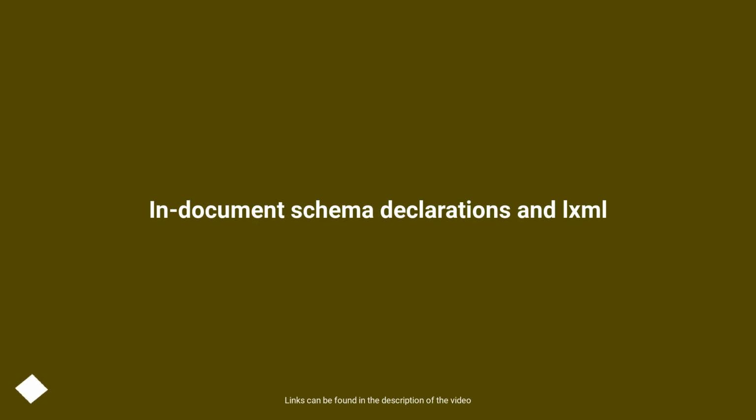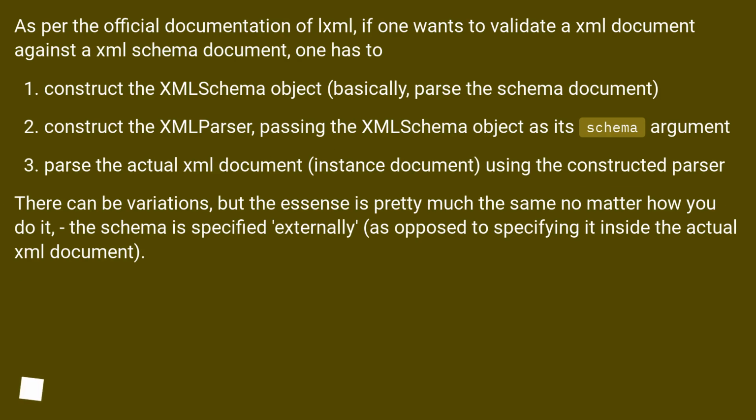In document schema declarations and lxml. As per the official documentation of lxml, if one wants to validate an XML document against an XML schema document, one has to construct the XML schema object, basically parse the schema document, construct the XML parser, passing the XML schema object as its schema argument, and parse the actual XML document, the instance document, using the constructed parser. There can be variations, but the essence is pretty much the same no matter how you do it. The schema is specified externally, as opposed to specifying it inside the actual XML document.